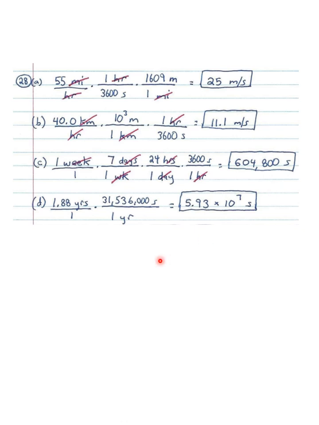Part D says the period of Mars's orbit. Consult Appendix E. So you look up Mars's orbit, you find it's 1.88 years, and we want that in the base time unit, which is seconds. Well, we already found out in a previous problem that an Earth year is 31,536,000 seconds. And so we'll multiply that by that many seconds over a year, and so we get 5.93 times 10 to the 7th seconds.